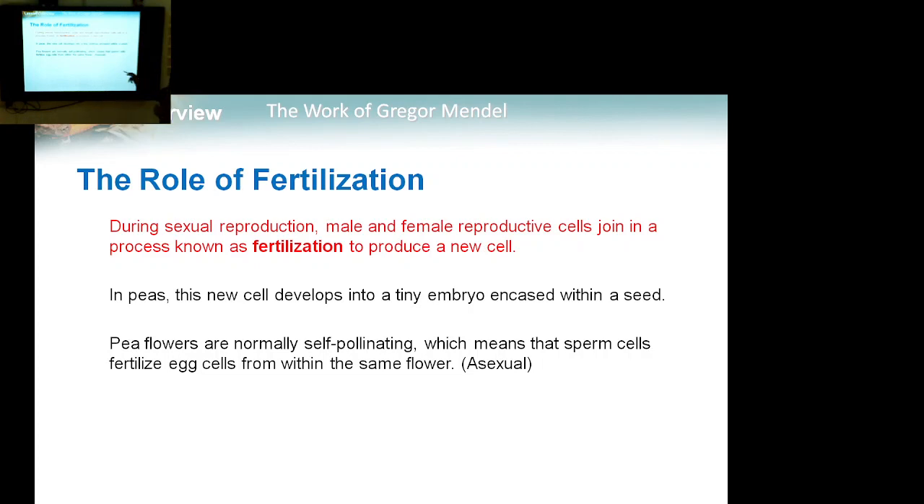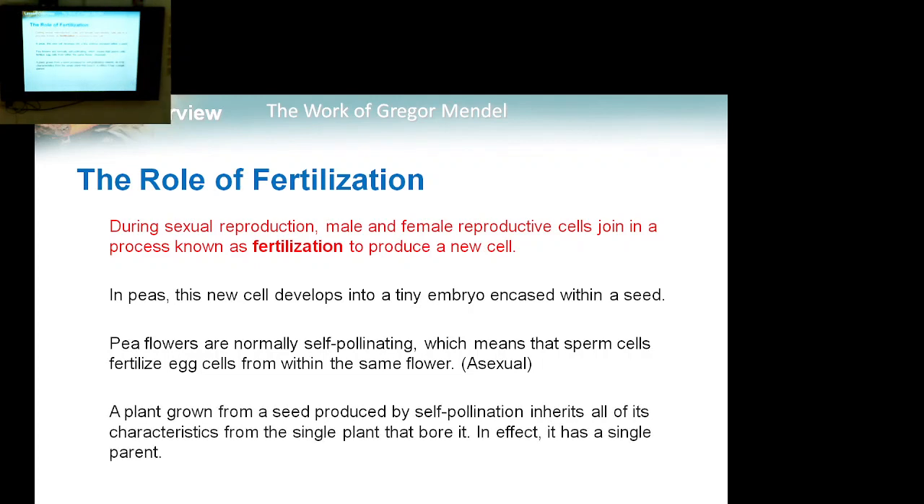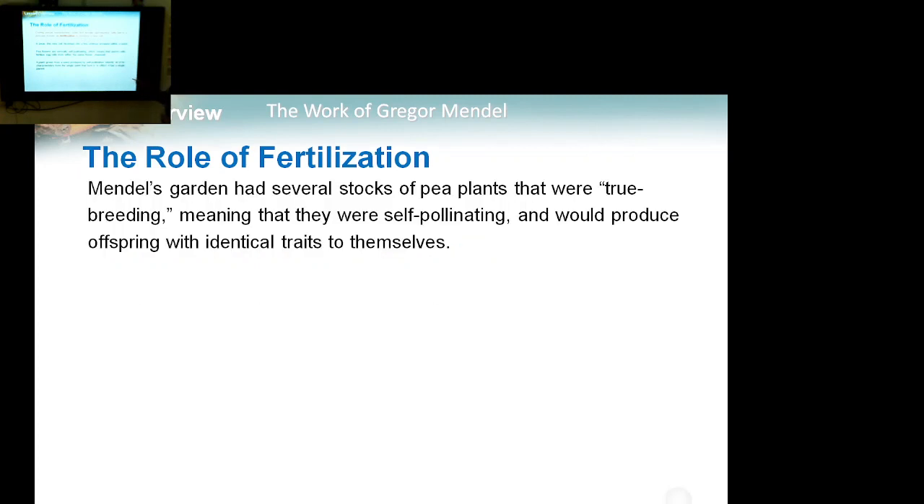What do we mean by self-pollinating? It means that sperm cells fertilize egg cells from within the same flower, what we call asexual reproduction. A plant that grows from a seed produced by self-pollination inherits all of its characteristics from the single plant that bore it. In effect, it has a single parent. That's what we mean by a single parent, which is self-pollination or asexual reproduction.